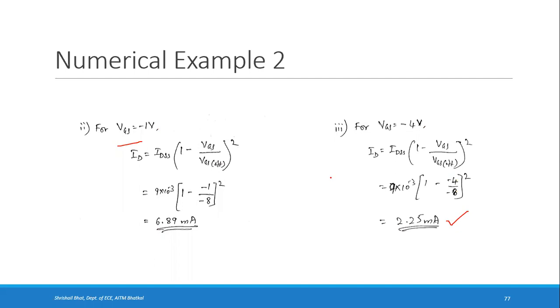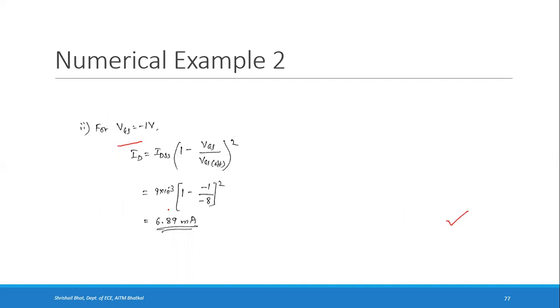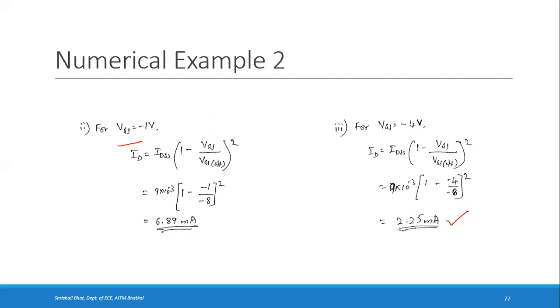So what you observe is when VGS is 0, it is the maximum current, that is 9 milliamps. When VGS is -1, the current will be 6.89. When VGS is -4, the current will reduce further, it will become 2.25 milliamps. You have to calculate and try this, you will get this answer.